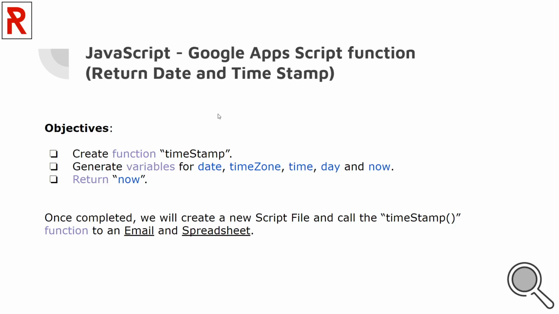So in today's lesson we're going to cover creating a function called timestamp. We're going to return that timestamp value and we're going to send it within Google Apps Script to services such as email or loading it into a spreadsheet just so that you can see how it works. In general, we're going to create a variable for date, time zone, time, day, and I want to call this now. So basically now is going to combine the date and time.